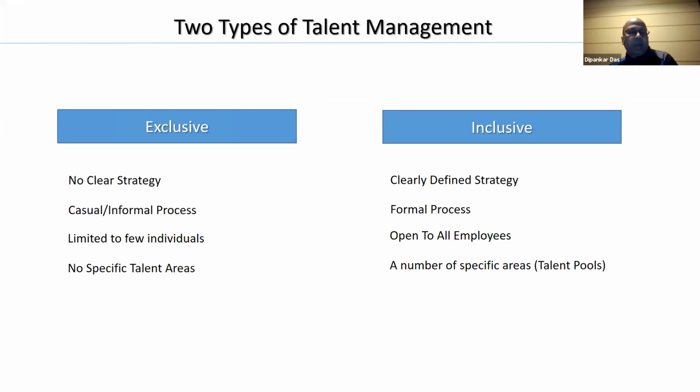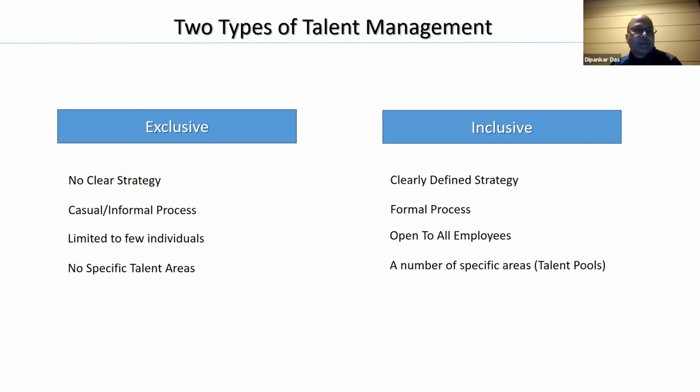And in exclusive, it may look at some areas, but that area keeps changing. While in inclusive, it may look at a large number of specific areas. So typically, in many organizations, you may have seen this in your organization as well, this is a very common phenomenon, that you tend to have talent management, and you tend to ring fence talent that you have in some key departments.